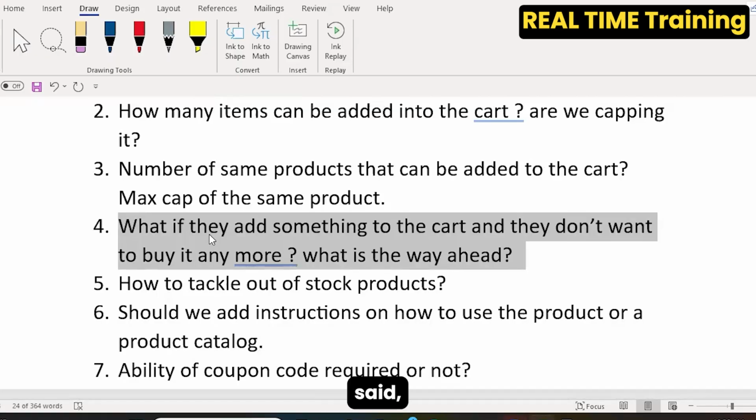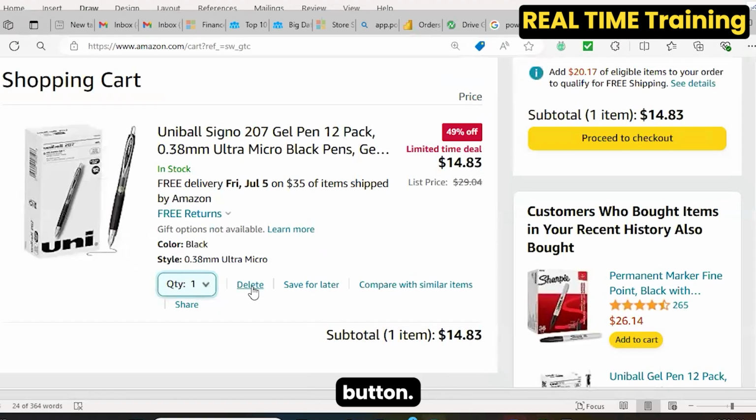Somebody might have said, what if they add something to the cart and they don't want to buy it anymore? From a requirements perspective, this happened. It got captured into a BRD. From a design perspective, they added this delete button or the save for later button. Remove from cart, same thing. Where do you see that button? In the cart.